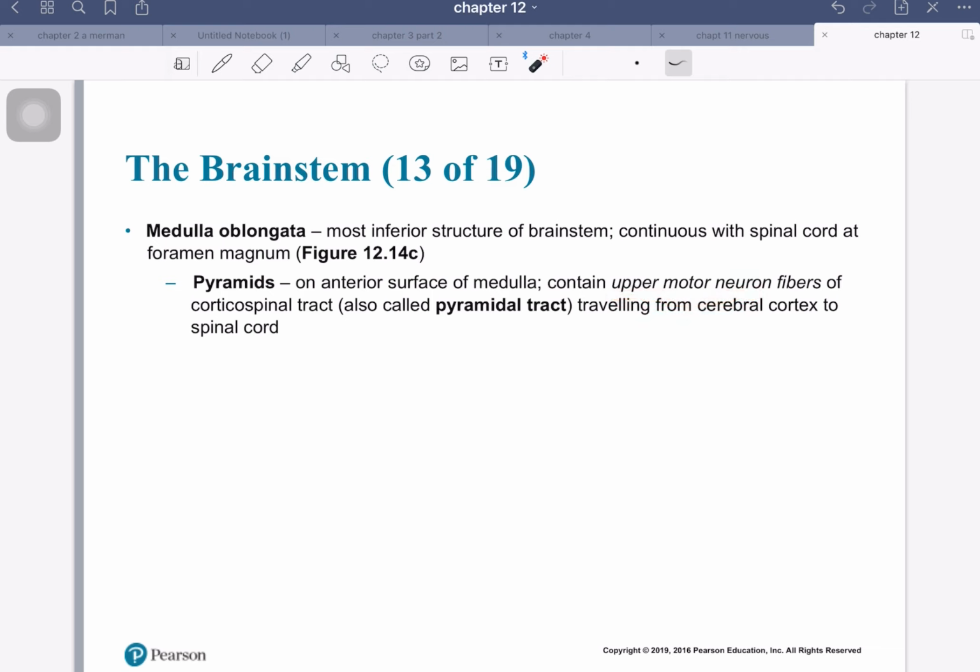Remember when we're looking at descending motor tracts, there are two neurons. The upper motor neurons, which then synapse with the lower motor neurons further down. So these are a collection of upper motor nerve fibers that become part of something called the corticospinal tract, and it's also called the pyramidal tract. And they're traveling from the cerebral cortex down to the spinal cord, and they almost look like baseball bat shaped things on the surface.